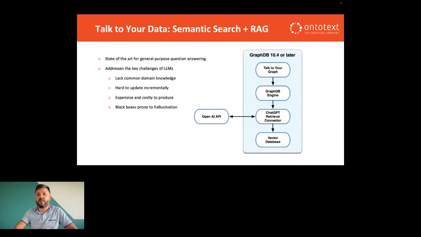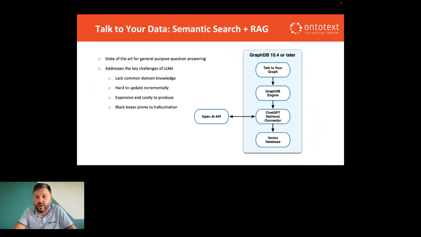So this is the architecture of how we implement this. And I'm sure that you're all technology people who are interested to see how this works underneath. So in GraphDB 10.4 or later versions, you have this Talk to Your Graph interface as part of the product. It calls the GraphDB engine, and underneath there is a ChatGPT retrieval connector.